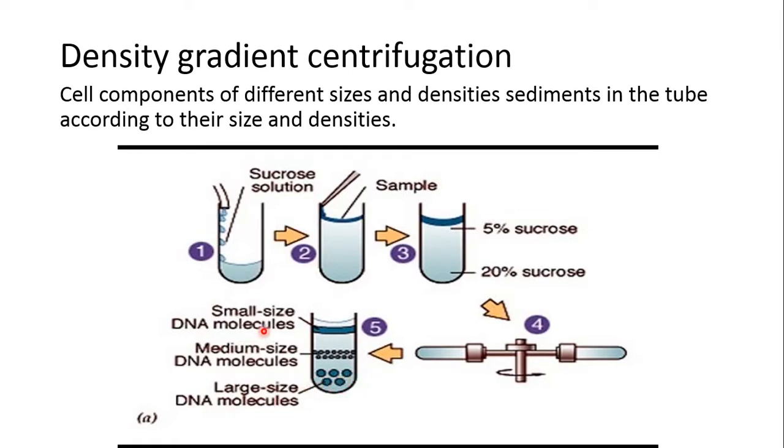Here all these contents will settle according to the different sucrose compositions. For example, DNA molecules whose density matches the 5% sucrose will settle down here, medium size will settle down here, and large size molecules will settle down in the 20% sucrose solution. In this way we can sediment different components of the cell, or cell organelles, or only one organelle, according to their size and density. After sedimentation, we can break this test tube from the bottom and separate all these contents one by one.